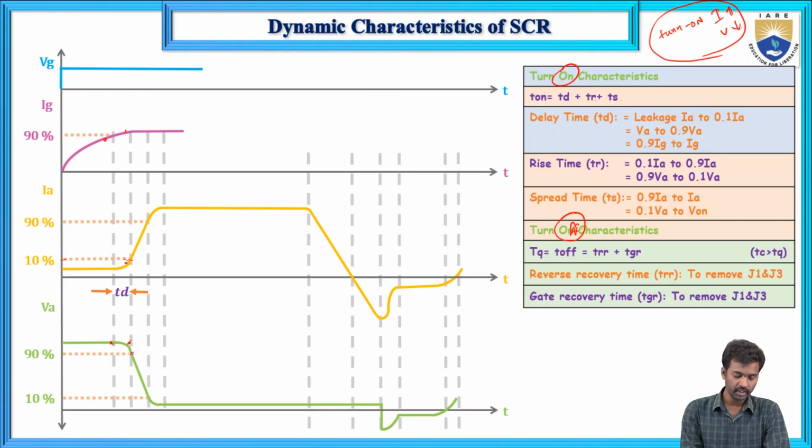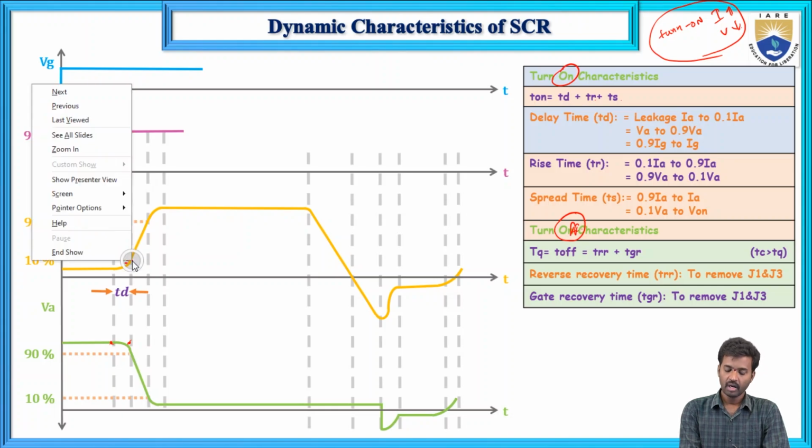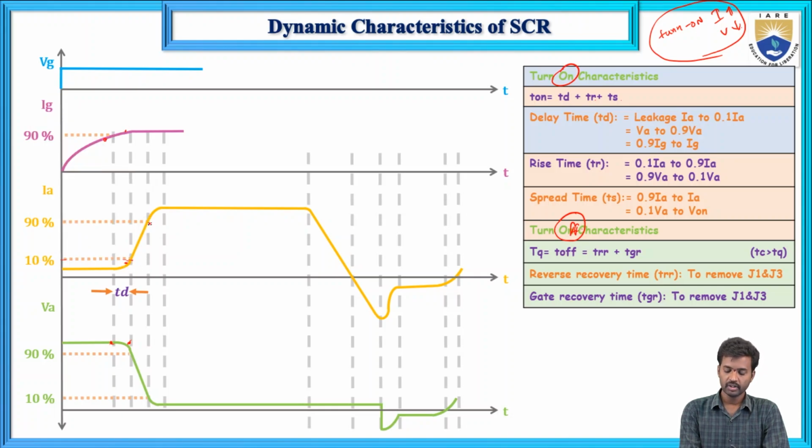The anode-cathode voltage to 0.9 means that it is 90% of the anode voltage, and next the leakage current to 0.1 anode current. So now here another definition is the rise time. That rise time is also from 0.1 anode current to 0.9 IA, that is the anode current.